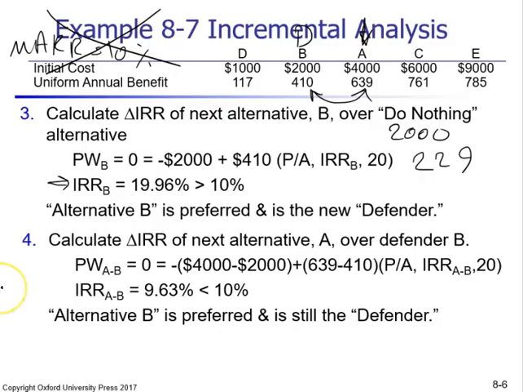How much is the internal rate of return for this incremental analysis? 9.63. Is it acceptable? No, it is not acceptable because the internal rate of return for this incremental case that we just did together is smaller than 10%. So, what's your suggestion as an expert in this field?